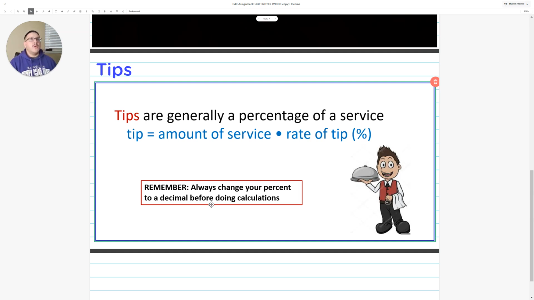Now, if you paid for a service, typically the tip is a percentage of what you paid for that service. Otherwise, you can give them any amount that you want to. It's up to you.